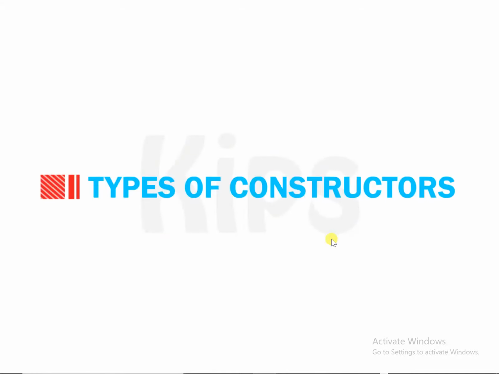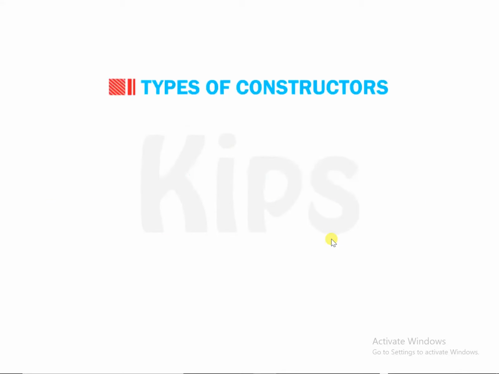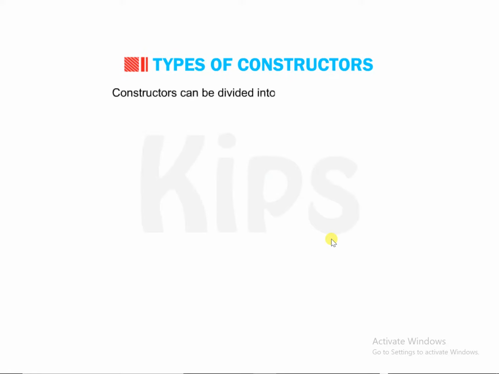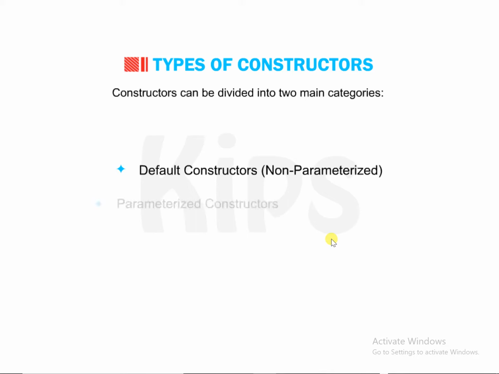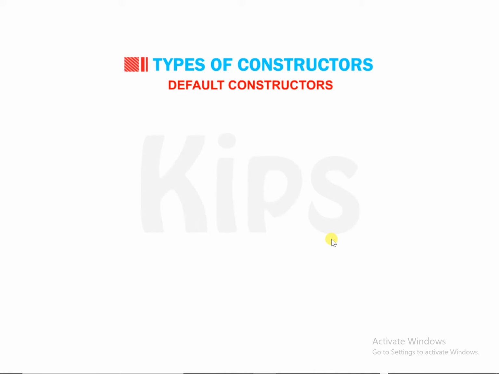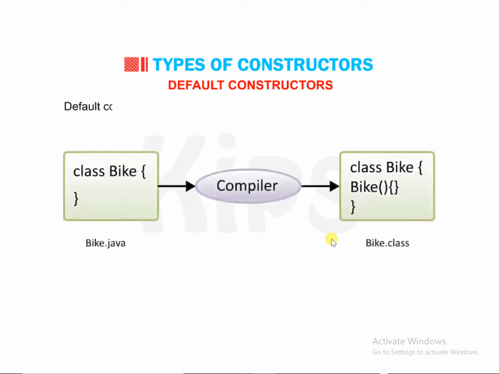Students, let me tell you about types of constructors. Constructors can be divided into two main categories. Default constructors, non-parameterized. Parameterized constructors. Default constructors are also known as non-parameterized constructors.